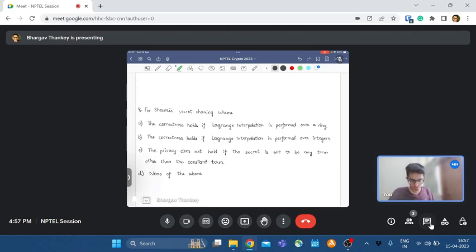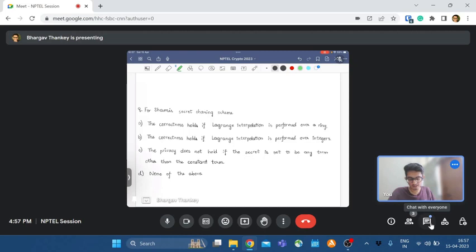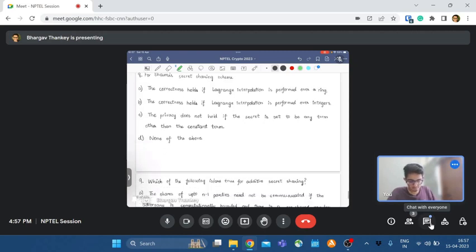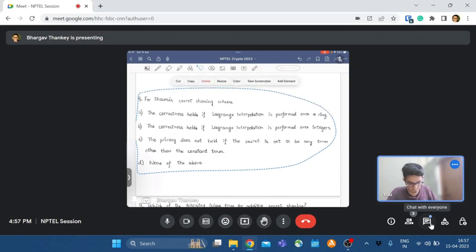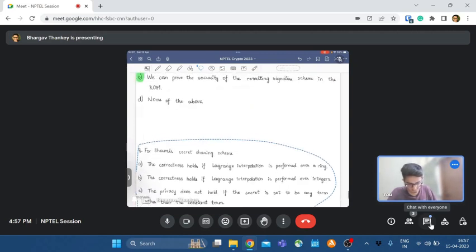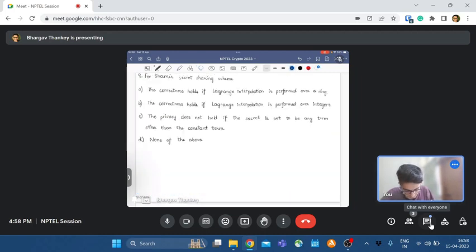Okay, so let's look at all the options. Option A is: the correctness holds if Lagrange interpolation is performed over a ring. So you are saying that B is true. In fact, okay, A is false and B is also false. So let's see why. Okay, I don't have any space. Let me just move this up a little. Okay, so A is false.